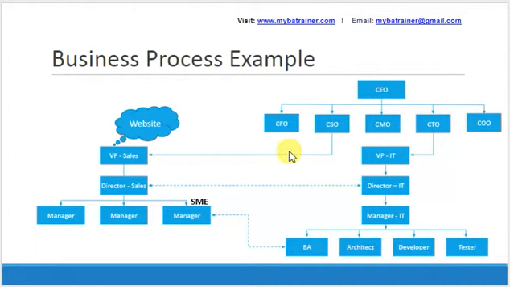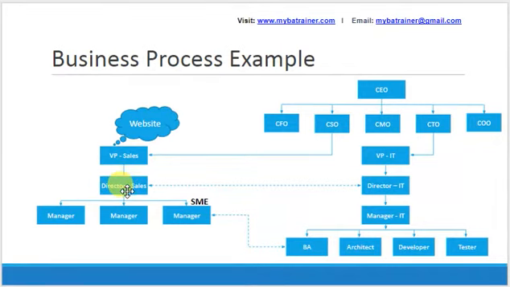Now suppose there is a functional department, the CSO, which stands for Chief Sales Officer. Under him you have the Vice President Sales. Now the Vice President Sales thinks about a website. They will require a website. So he talks to the Director of Sales that we are looking for a website, what to do.